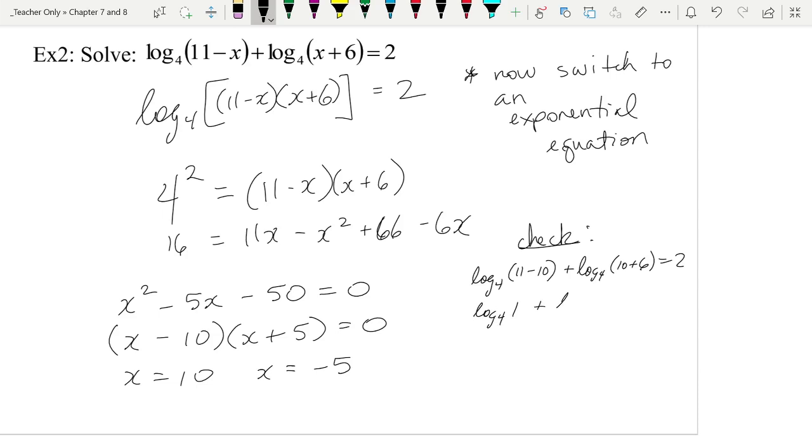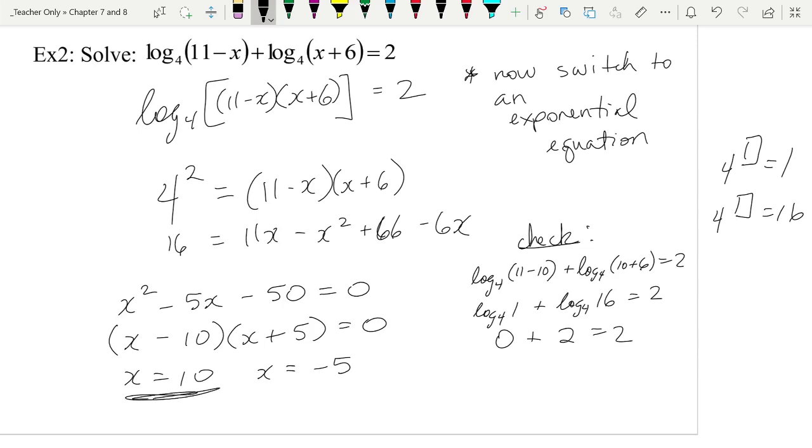And 10 plus 6 is 16. Hey, neither of those are negative arguments. And do those arguments work? How many 4's do you times together to make 1? In other words, 4 to the power of what is 1? 0. And 4 to the power of what is 16? How many 4's do you times together to get to 16? 2. Hey, that answer works.